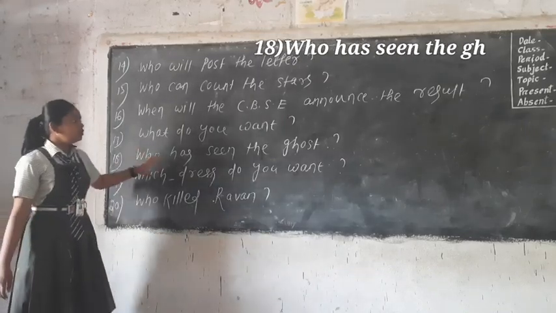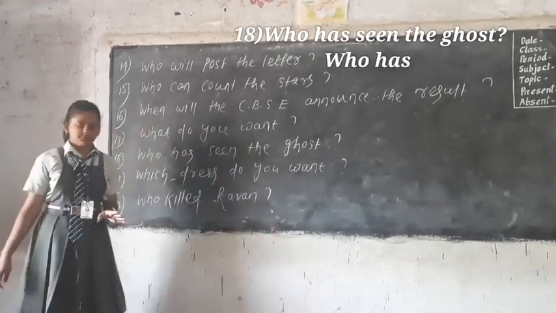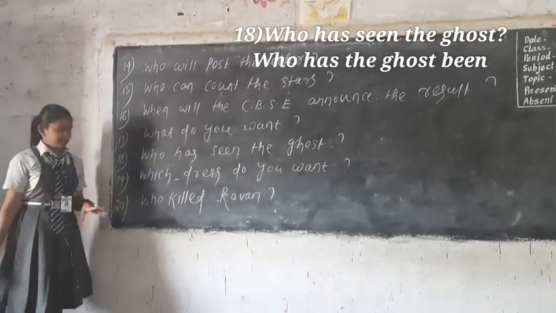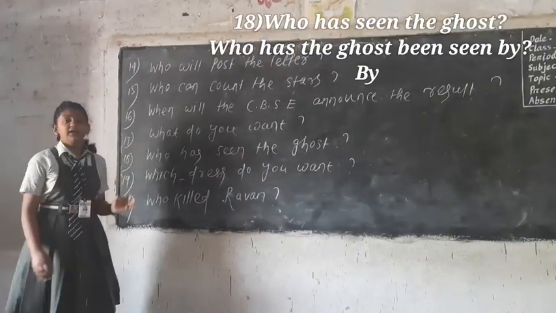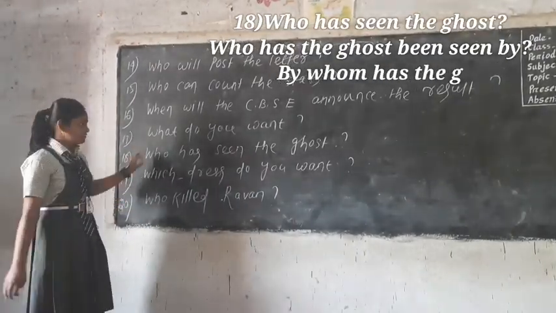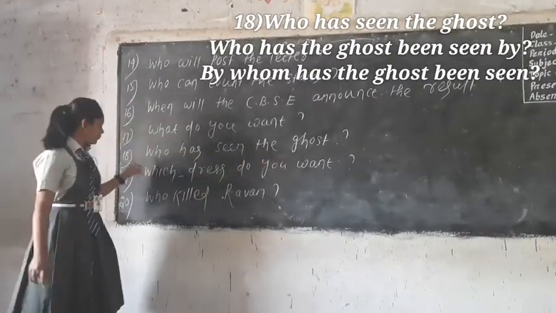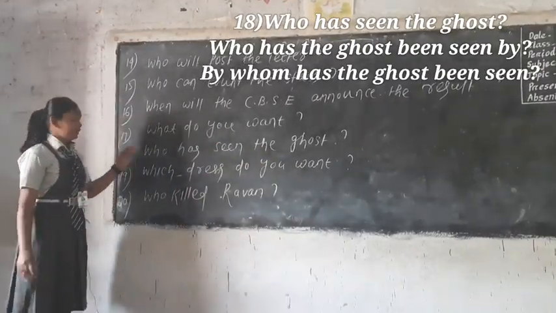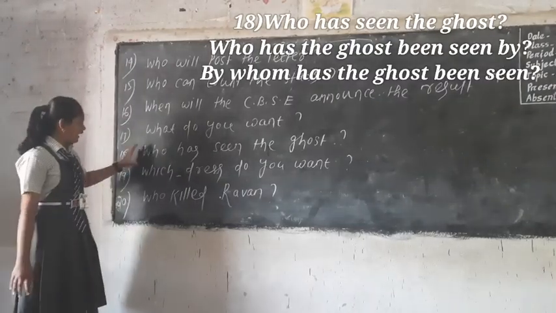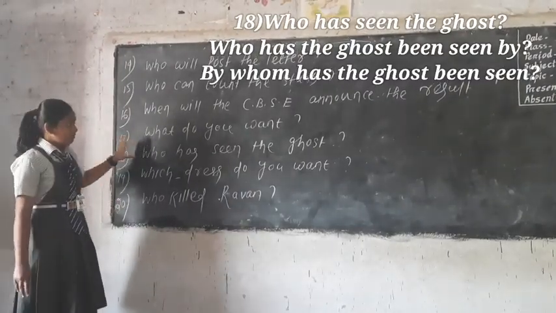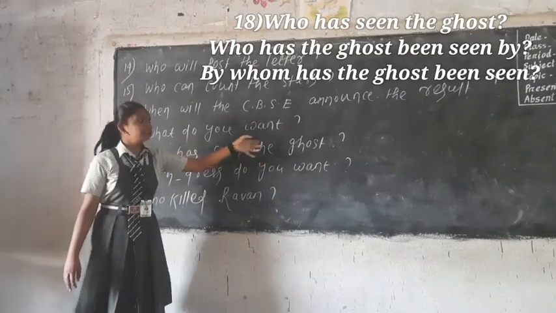Next example, who has seen the ghost? Here there can be 2 passive. First one, use by at the end of the sentence. Who has the ghost been seen by? And the next passive voice is to use by at the beginning of the sentence. By whom has the ghost been seen?